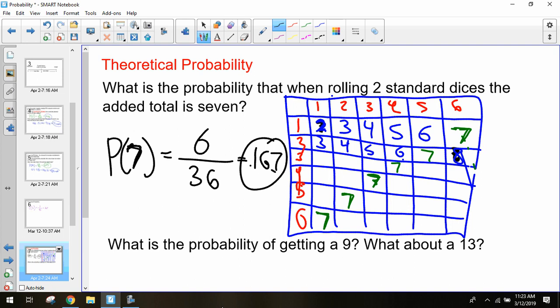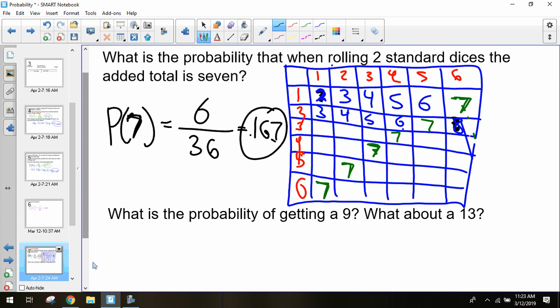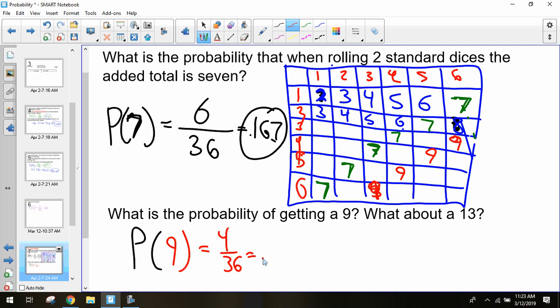What if I want to figure out how to get a 9? How many times will I get a 9? Or what is my probability of getting a 9? Well, let's see. What combinations can I get a 9? 6 and 3, and 3 and 6. 4 and 5, or 5 and 4 is a 9. So for getting a 9, I have 4 over 36 chances, which is 0.11.